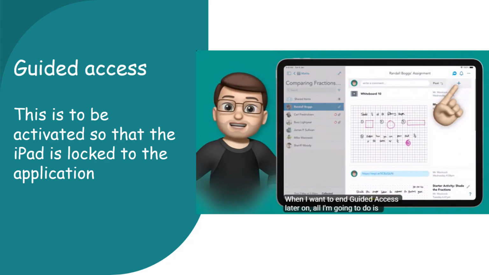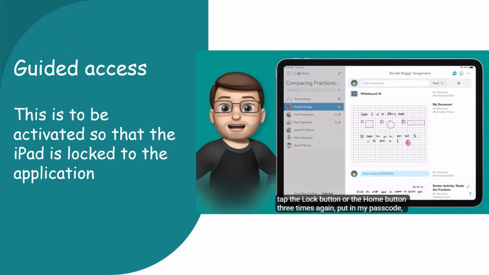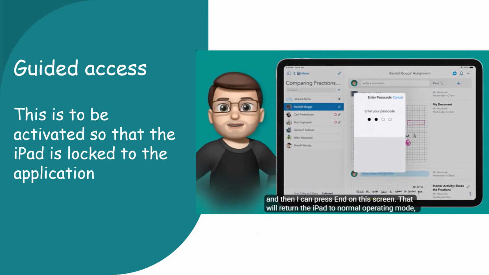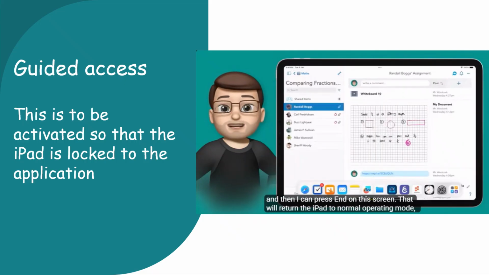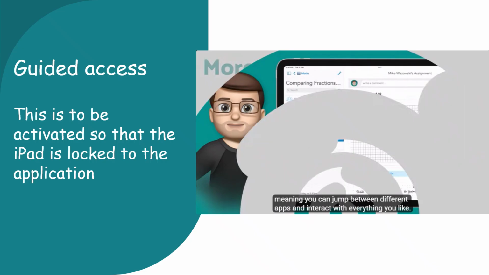When I want to end guided access later on, all I'm going to do is tap that lock button or the home button 3 times again, put in my passcode, and then I can press end on this screen. That will return the iPad to normal operating mode, meaning you can jump between different apps and interact with everything you like.